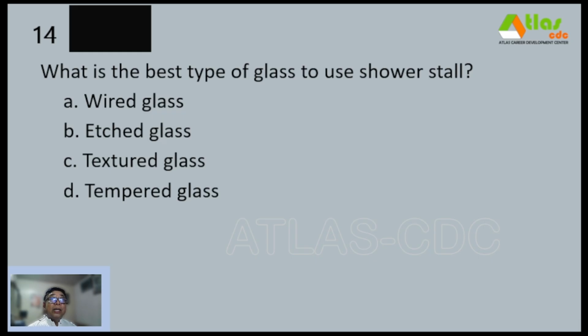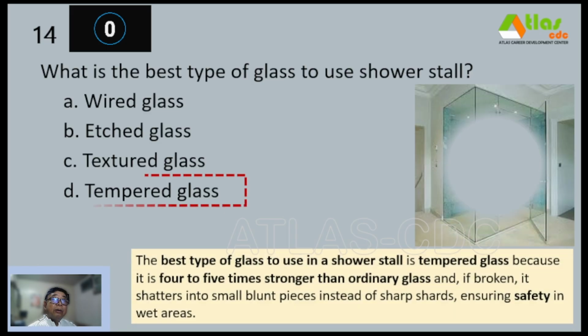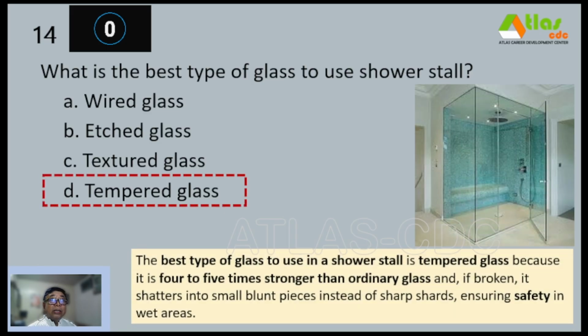Number 14. What is the best type of glass to use for shower stall? A. Wired glass, B. Etched glass, C. Textured glass, and D. Tempered glass. And our correct answer is letter D, tempered glass. So the best type of glass to use in a shower stall is tempered glass because it is 4 to 5 times stronger than ordinary glass. And if broken, it shatters into small, blunt pieces instead of sharp shards, ensuring safety in wet areas.